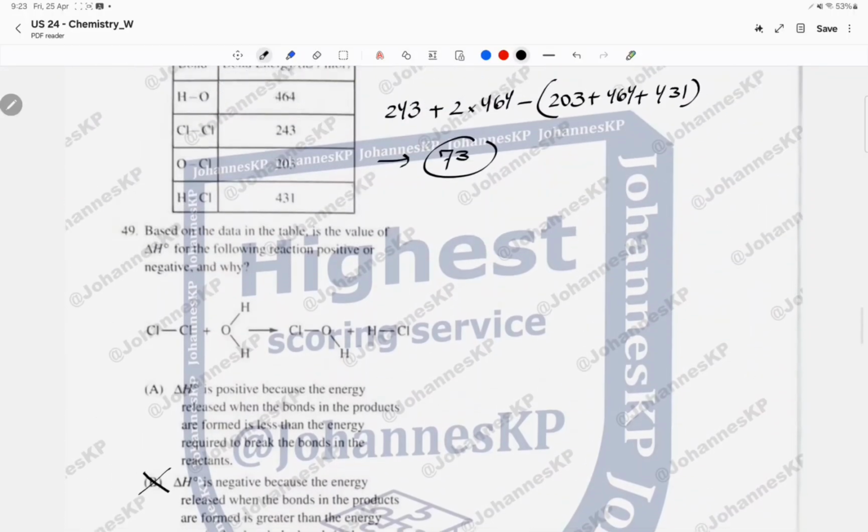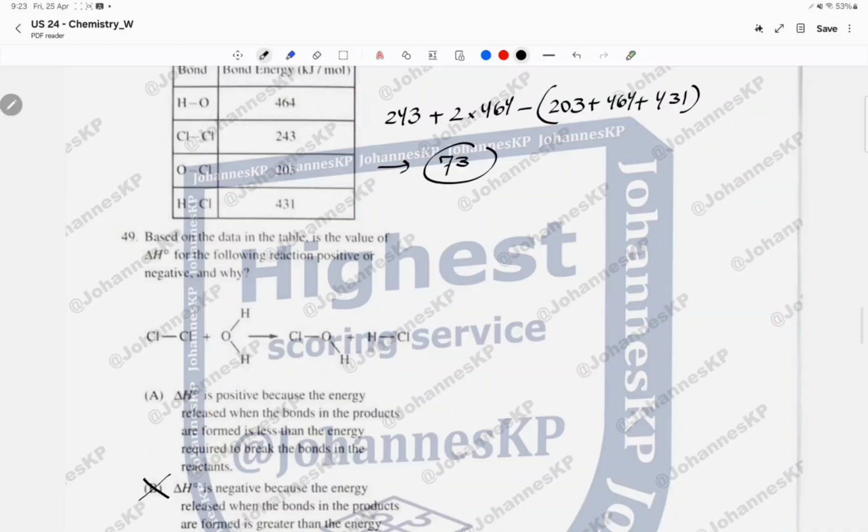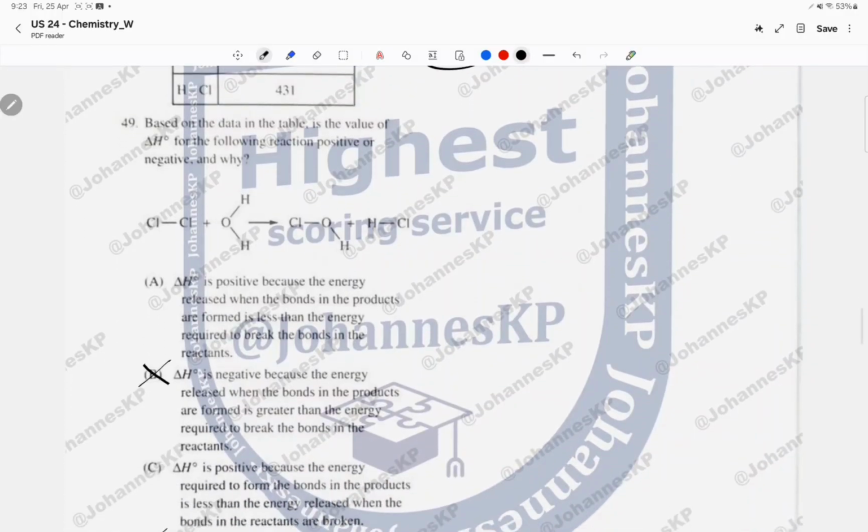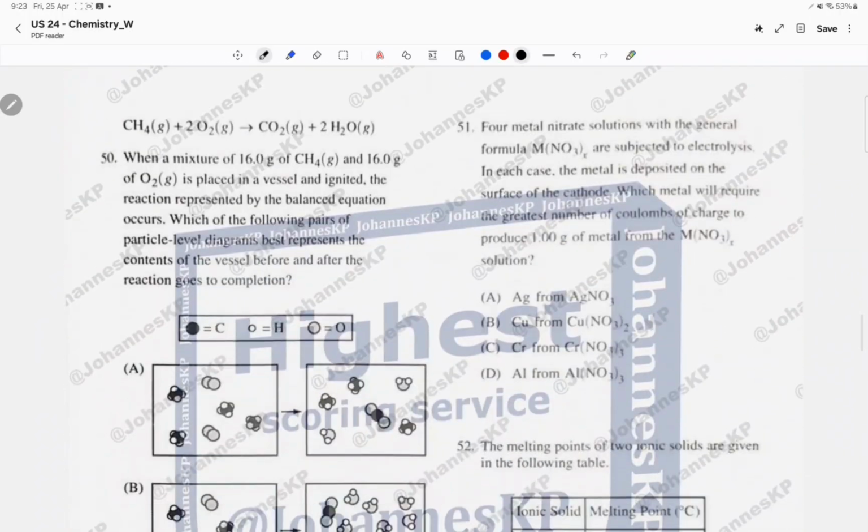So that means the energy required to break is more than the energy released from the making. So that means if delta H is positive, energy to break is more than energy released. Energy released is less than energy when breaking. So A. 50.